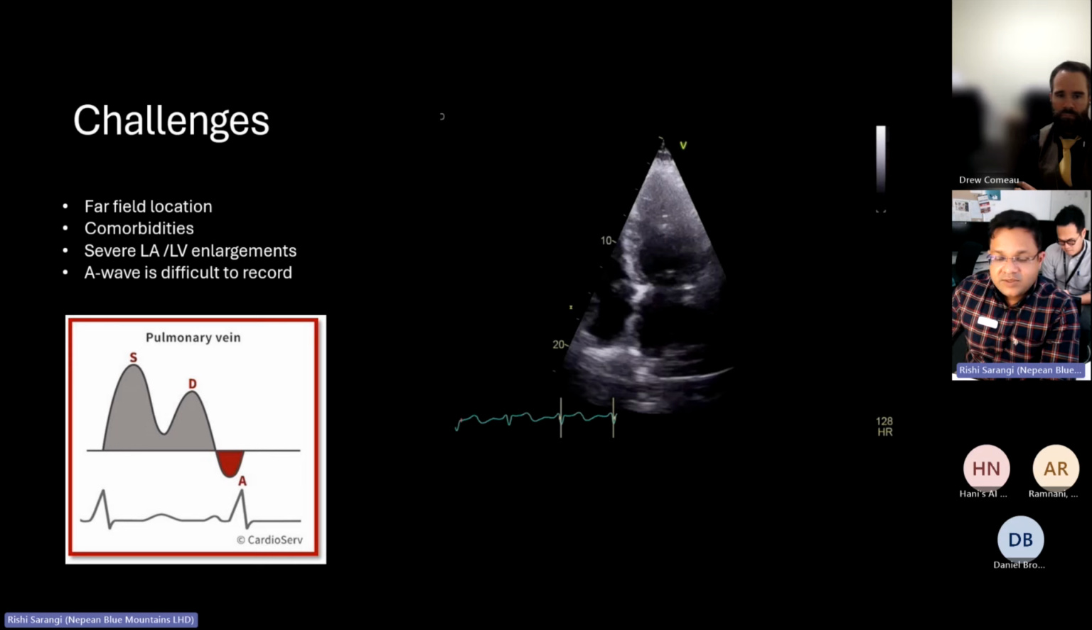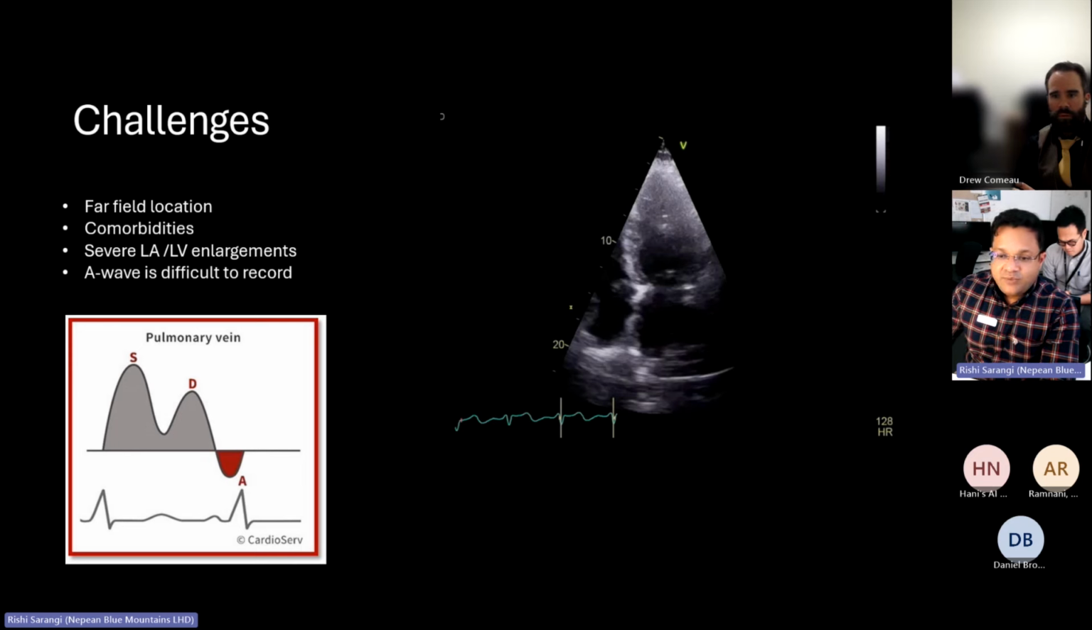Moreover, in ICU patients, most of our patients have chronic lung disease or prosthetic valves. Imagine there is a prosthetic mitral valve. There will be a lot of artifacts obscuring these pulmonary veins. Many of our ICU patients are mechanically ventilated, and the positioning is also not the best. In addition, people are obese, and they sometimes have severe LA and LV enlargement, which makes finding the pulmonary veins a bit challenging.